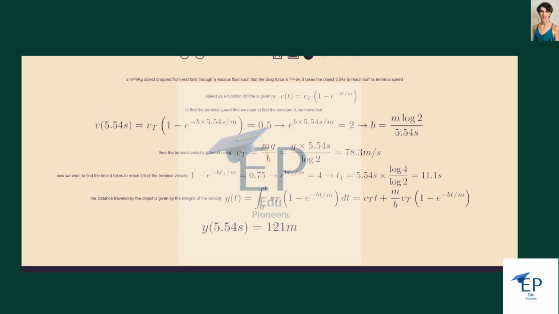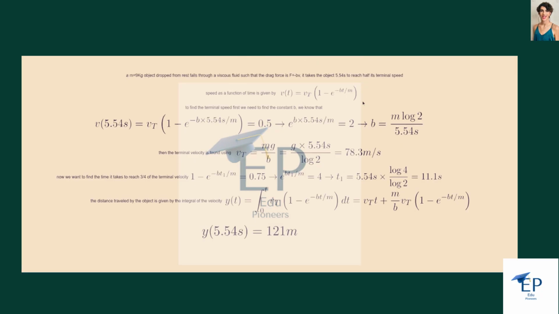In this problem, we have an object that weighs 9 kilograms. It's dropped from rest and it starts falling through a viscous fluid. And we know that the viscous fluid is such that the drag force is given by minus b times v. We're also told that it takes the object 5.54 seconds to reach half of its terminal velocity.